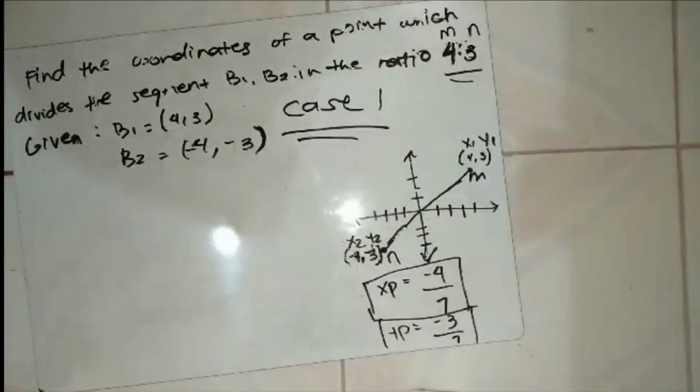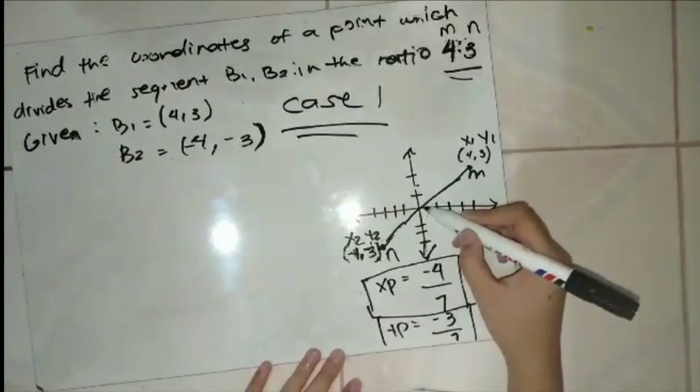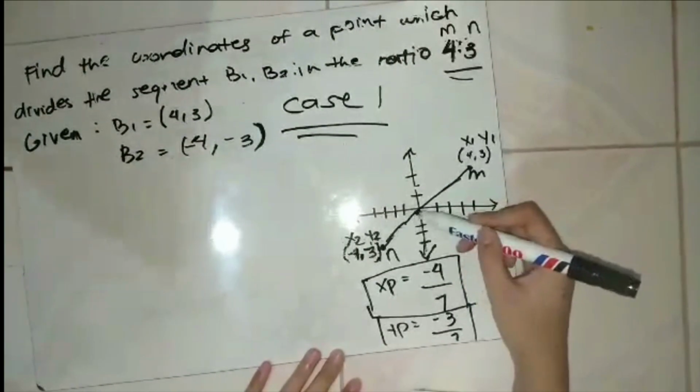When you're done, graph the points: 4, negative 3, and negative 4, negative 3.